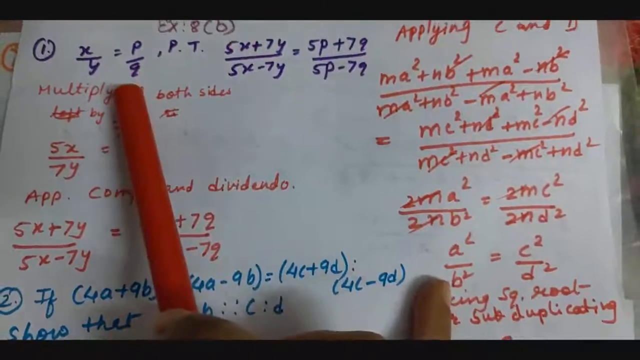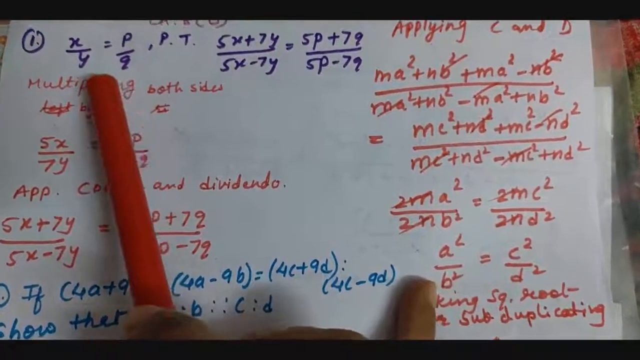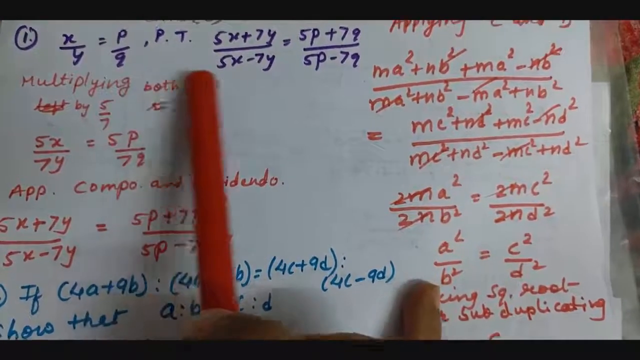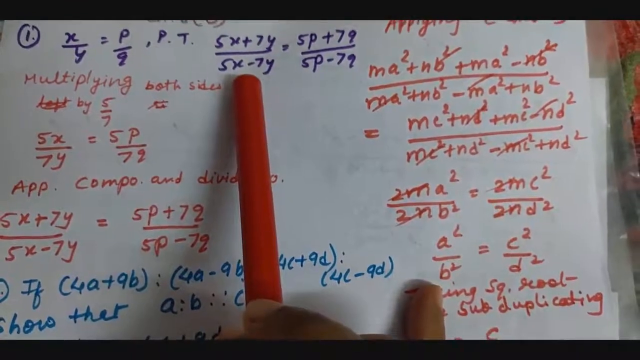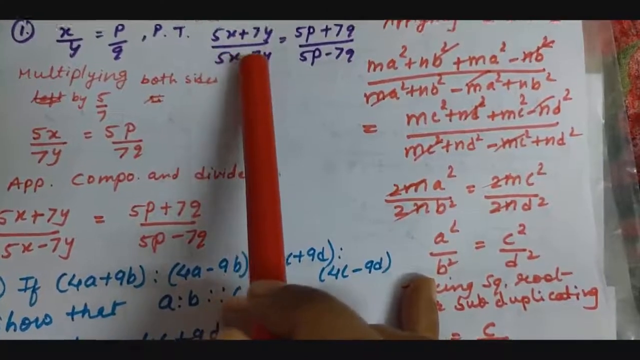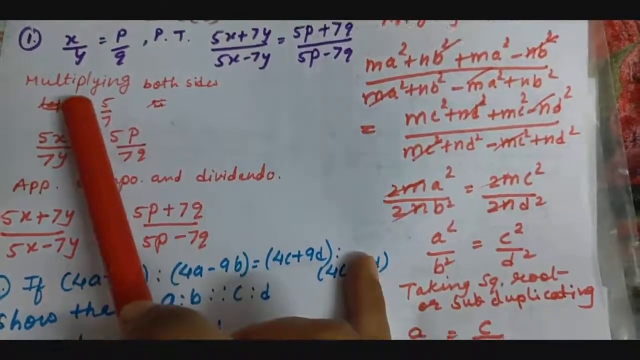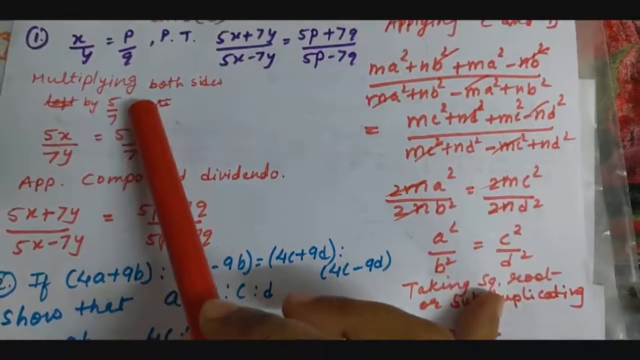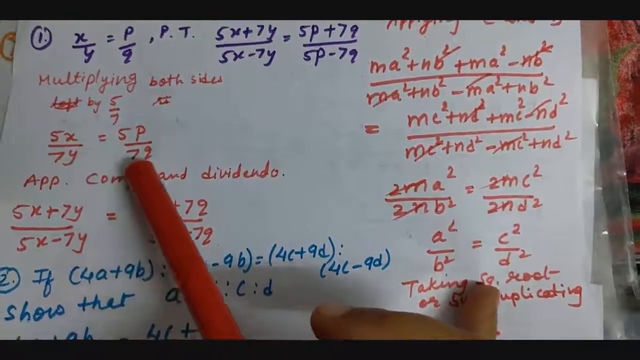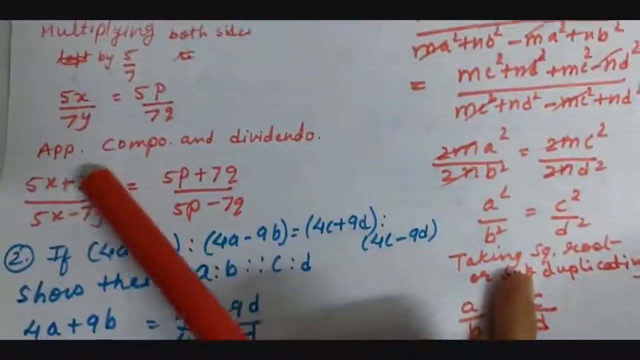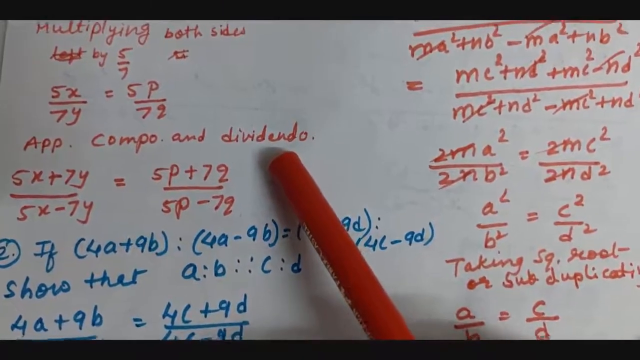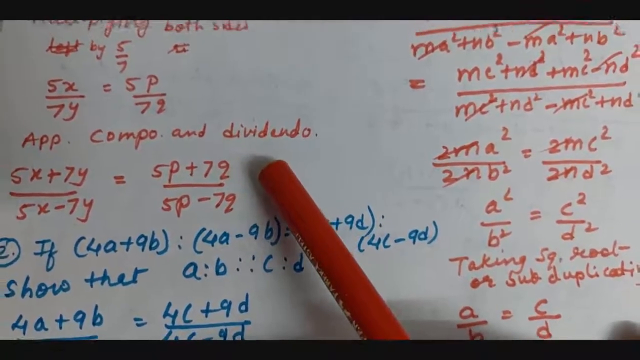Now here you have to observe the question first: the ratio given is x by y is equal to p by q, but the answer they ask for is in 5x and 7y. So from where do we get this 5 and 7? Multiplying both sides by 5 by 7. So I multiply our ratio on both sides by 5 by 7. Now applying componendo and dividendo, that I already explained in our last important result.